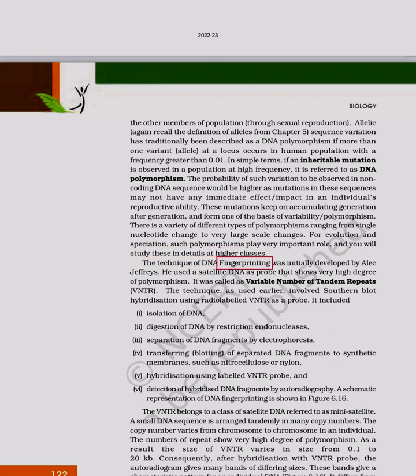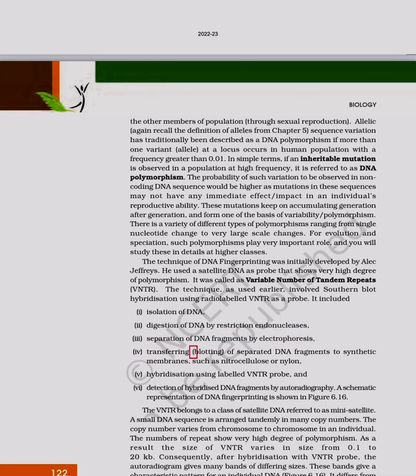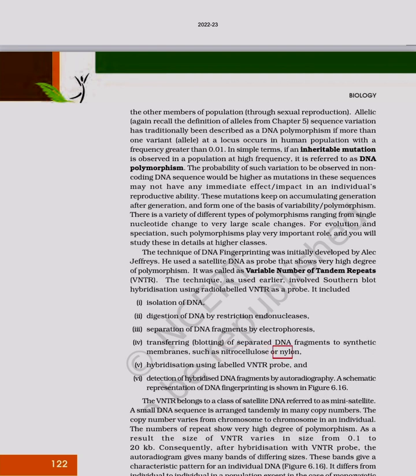The technique of DNA fingerprinting was initially developed by Alec Jeffreys. He used a satellite DNA as a probe that shows a very high degree of polymorphism. It was called variable number of tandem repeats, VNTR. The technique, as used earlier, involved Southern blot hybridization using radiolabeled VNTR as a probe. It included (i) isolation of DNA, (ii) digestion of DNA by restriction endonucleases, (iii) separation of DNA fragments by electrophoresis, (iv) transferring (blotting) of separated DNA fragments to synthetic membranes, such as nitrocellulose or nylon.